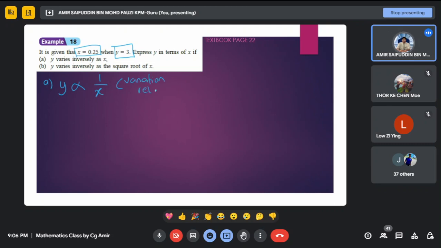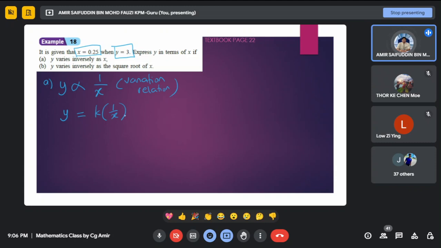Variation relation. Okay, so the step is the same as with direct variation. From the variation relation, we convert into an equation form. So we have y equal to k. We also use k for this one. A constant is always k in this topic. K multiplied by 1 over x.